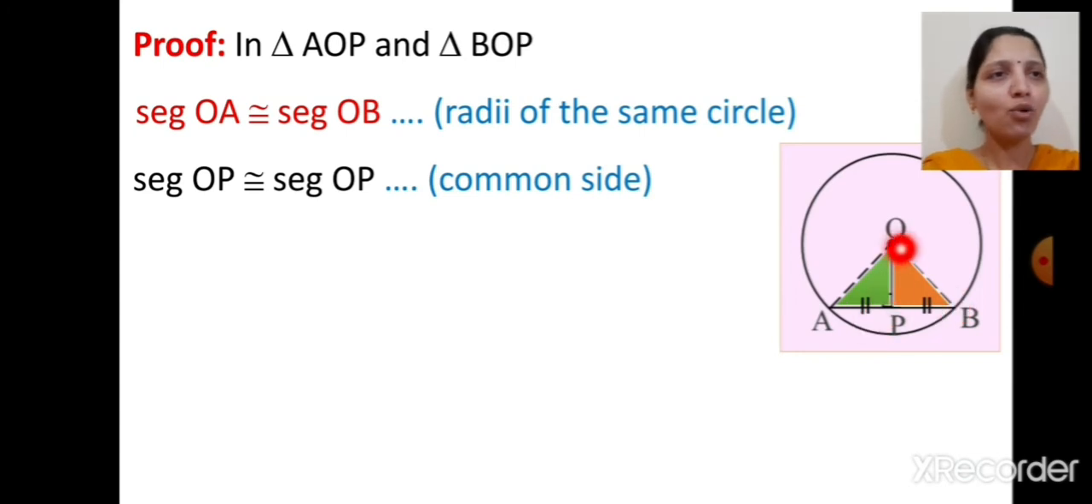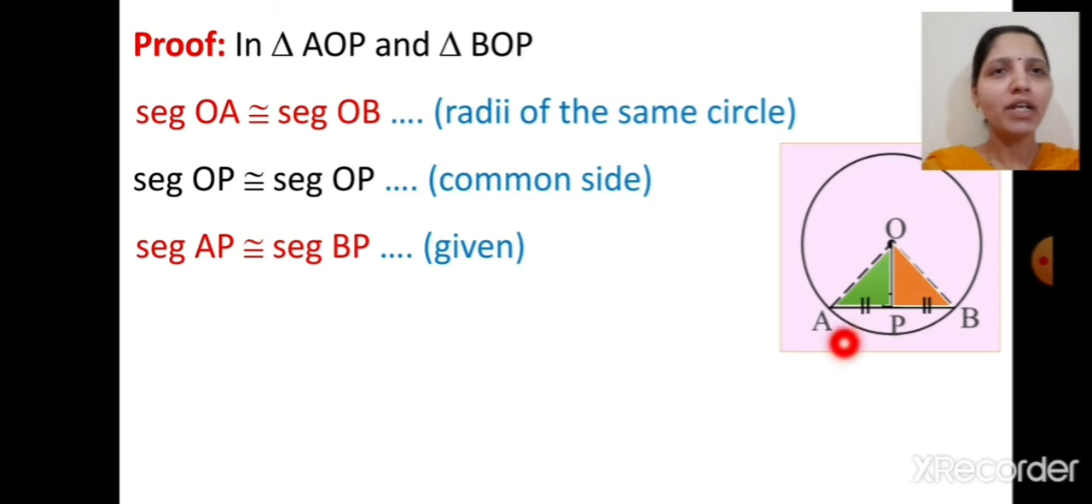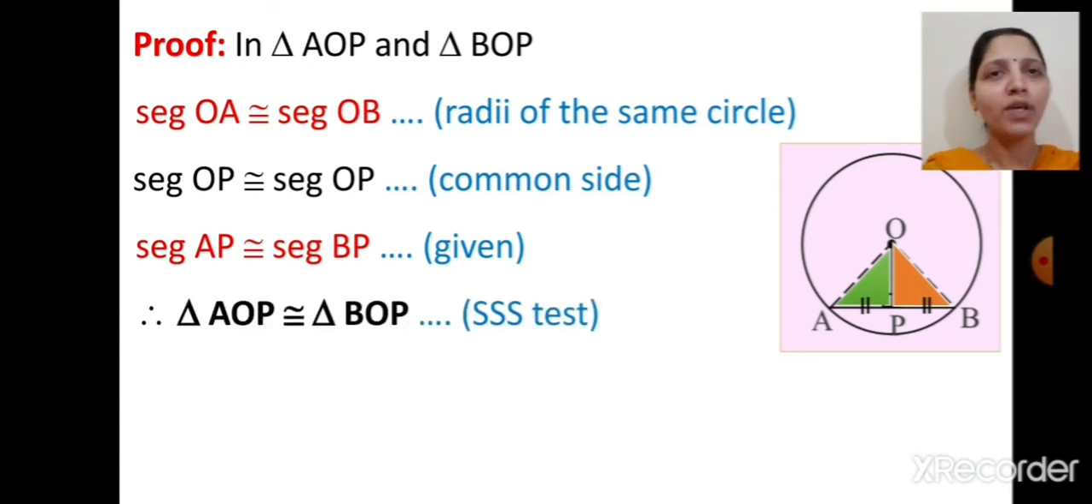Then segment OP is congruent to segment OP because this is the common side for both the triangles. So it must be congruent. Then segment AP is congruent to segment BP. It is given to us. Now the three corresponding sides of one triangle are equal to the three corresponding sides of the other triangle. That means we can say here triangle AOP is congruent to triangle BOP. By which test? Yes, by side-side-side test.